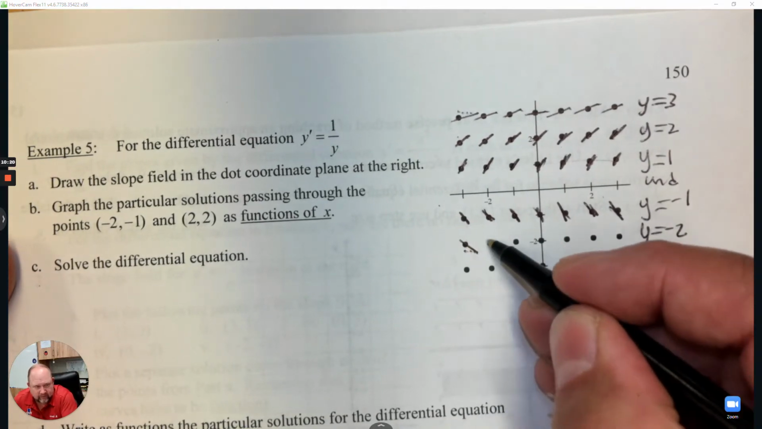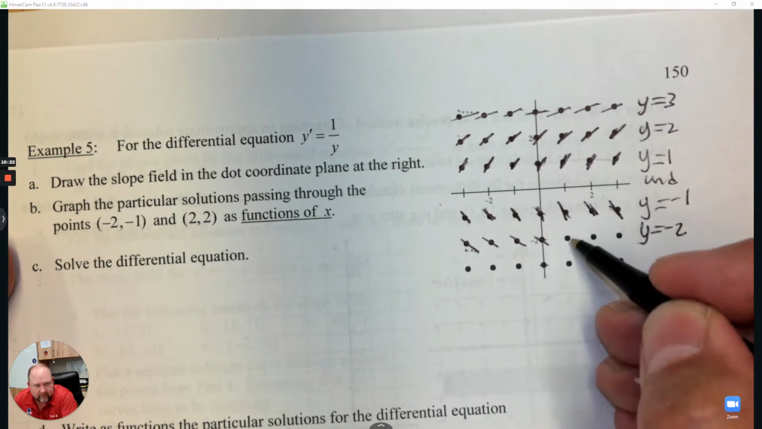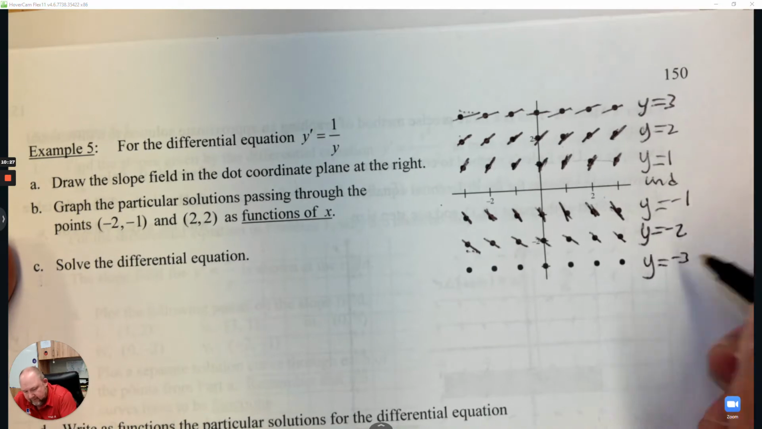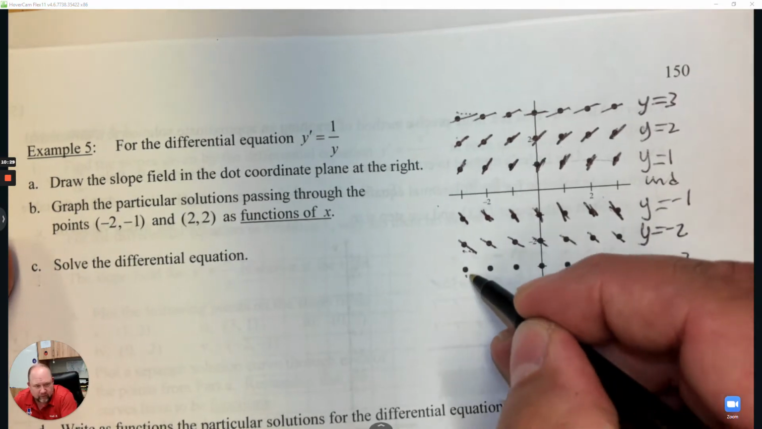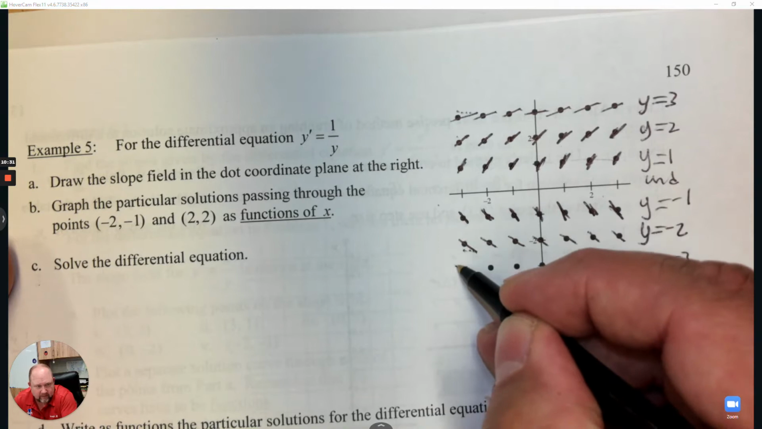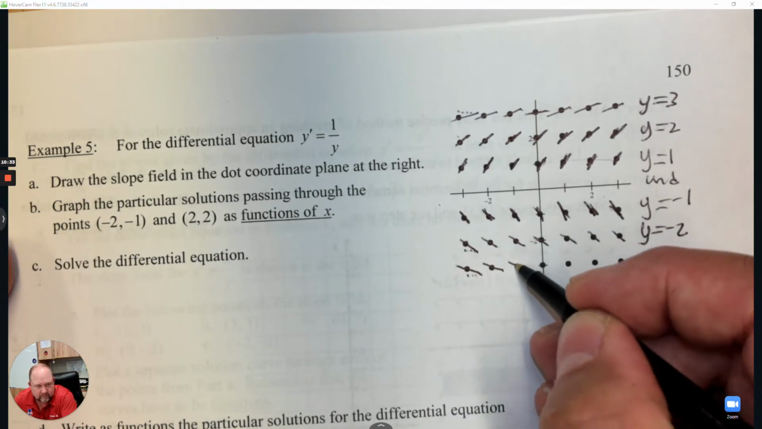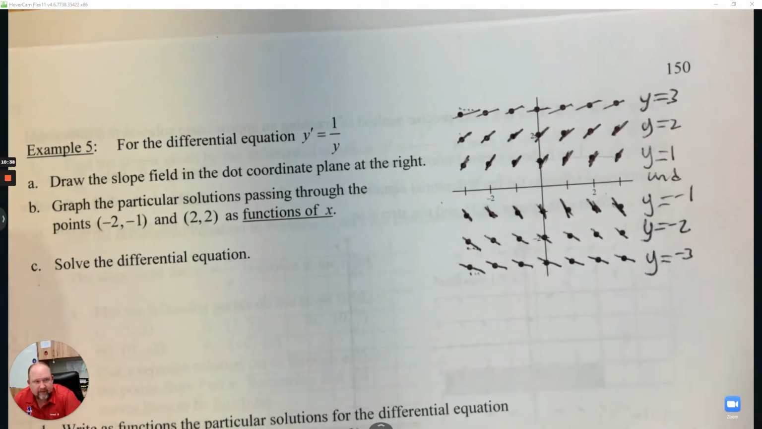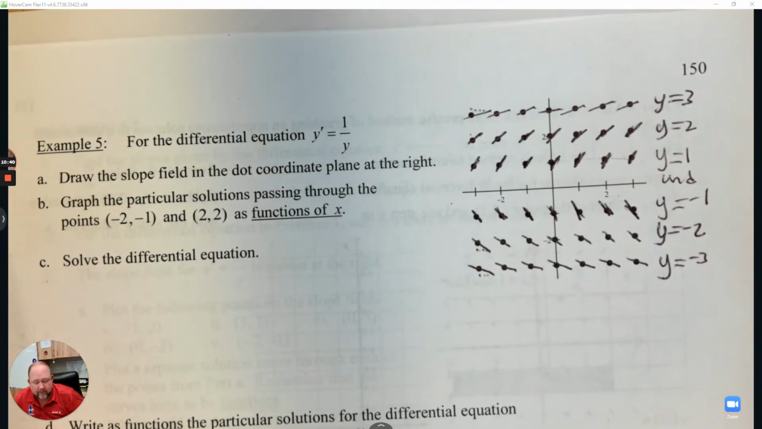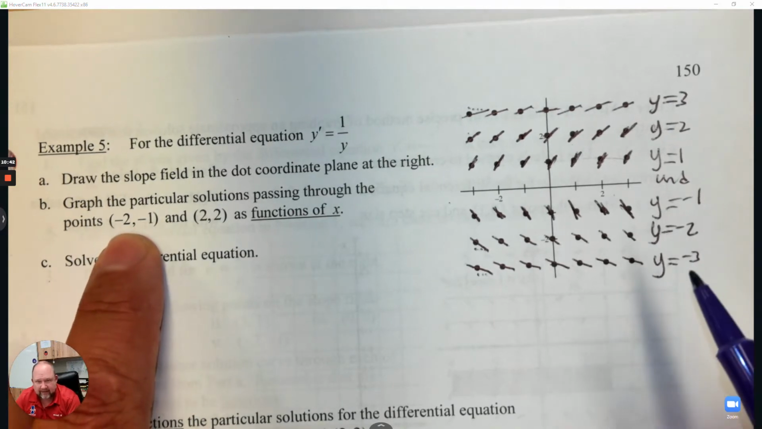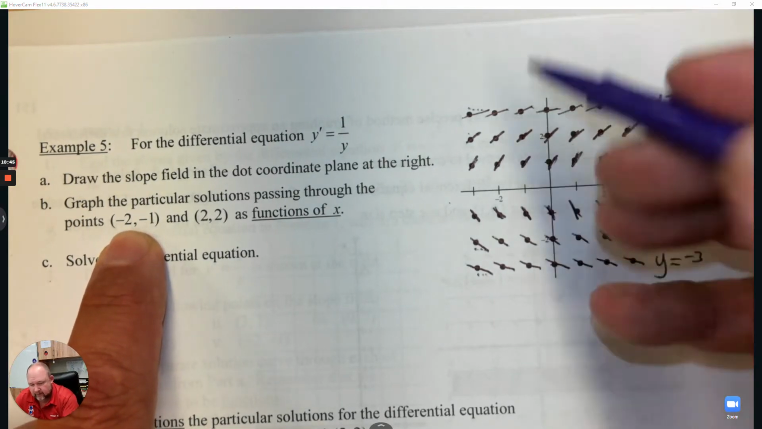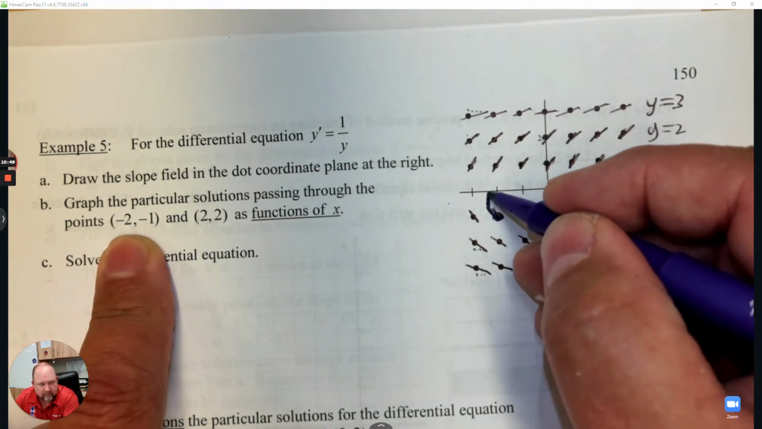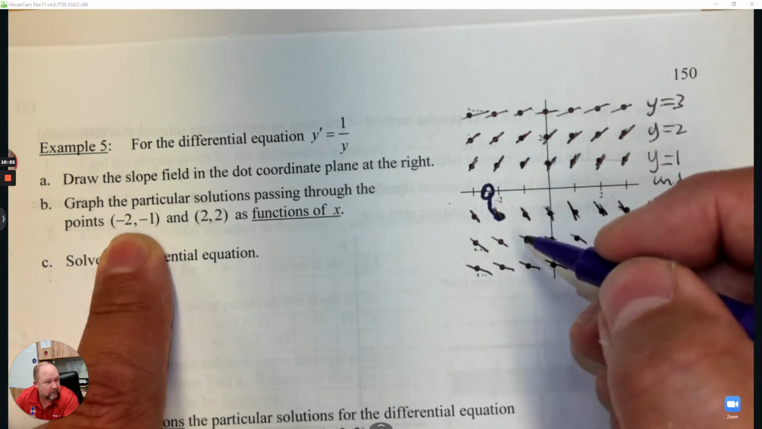Just do little dots if you need to. And then try to create parallel little lines as you go across. And then y equals -3. So again, go down 1 and to the right 3. Excellent. You just drew a slope field. Now, we're going to graph a solution through the point -2, -1. So find -2, -1. Recognize it curves up this way, and there's a hole there where it's undefined.